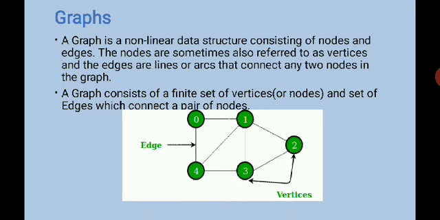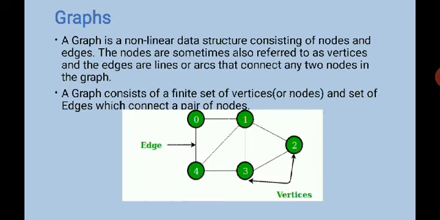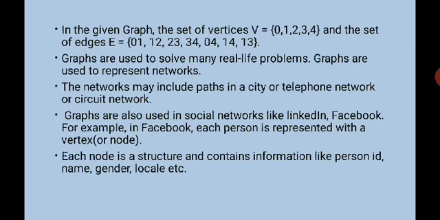So a graph consists of a finite set of vertices and a set of edges which connect a pair of nodes. So in this graph, 0, 1, 2, 3, 4 are all vertices and the lines connecting these are the edges. So 0, 4 is an edge, 0, 1 is an edge, 1, 3 is an edge, 1, 2 is an edge, 3, 2 is an edge, right? So in this graph the set of vertices is 0, 1, 2, 3, 4, and the edges are 0 1, 1 2, like we discussed now. So all these are edges.